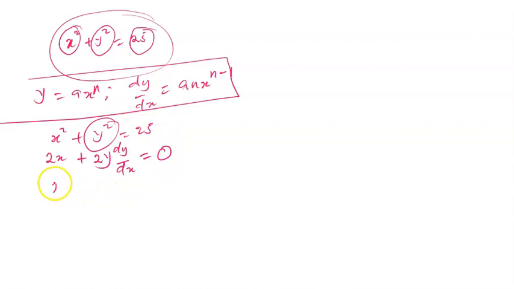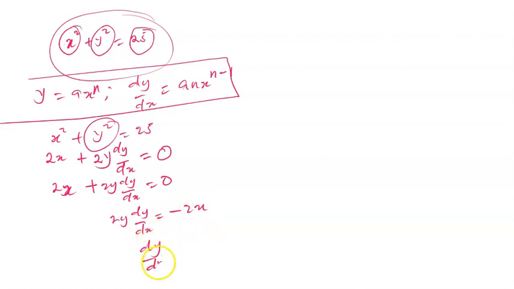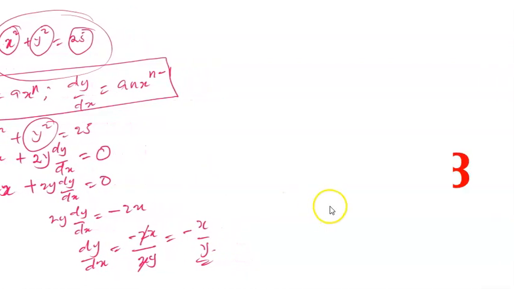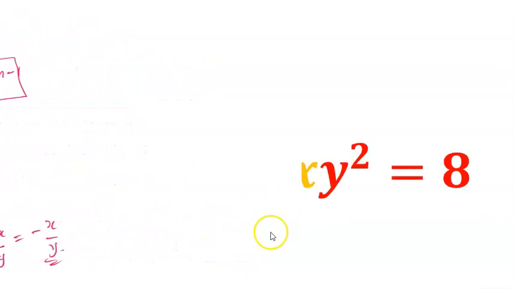So my 2x plus 2y dy/dx is equal to 0. Now, 2y dy/dx will be equal to minus 2x, so that dy/dx will be equal to minus 2x over 2y. Divide both sides by 2, I'm left with minus x over y. Now, let's see our example for today, and with that, I'll be able to explain further on how to differentiate an implicit function.